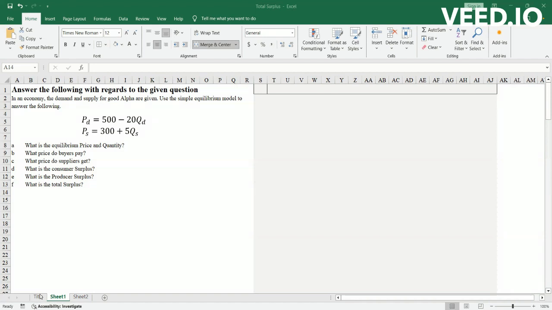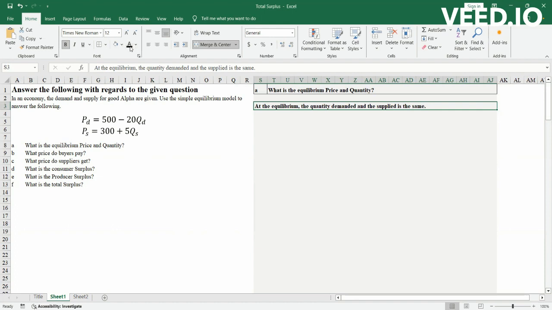So we know the demand curve is PD equals 500 minus 20Q. QD is the quantity demanded, and PD is the price of the quantity demanded. Similarly, PS is the price that the supplier is willing to supply at, and QS is the quantity supplied. The supply curve is given by PS equals 300 plus 5Q. So the first question is, what is the equilibrium price and quantity?